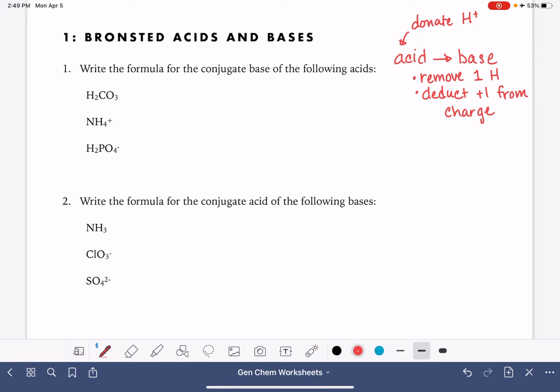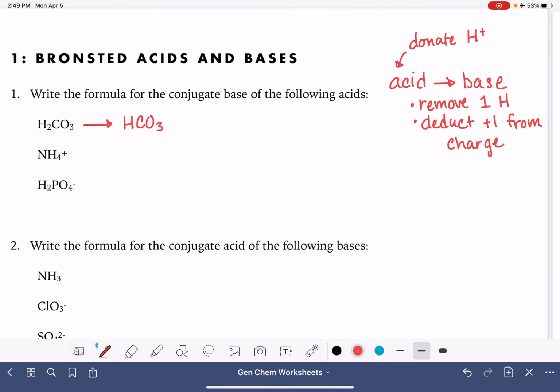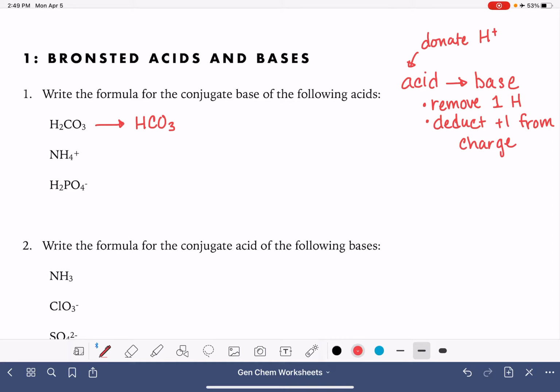So if we are starting with H2CO3, we want to remove one of the hydrogen atoms. That's going to leave us with just HCO3. And then we also want to deduct +1 from the charge. This started as a neutral molecule, and so we want to subtract +1 from that initial neutral charge. So that's going to leave us with a charge of -1.